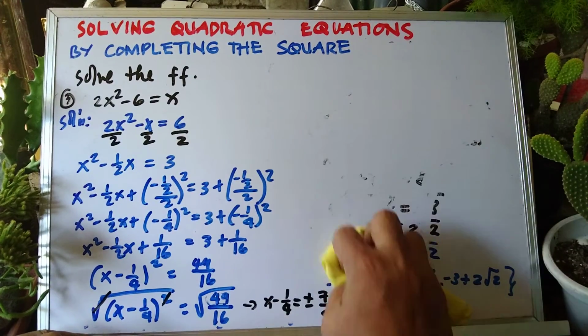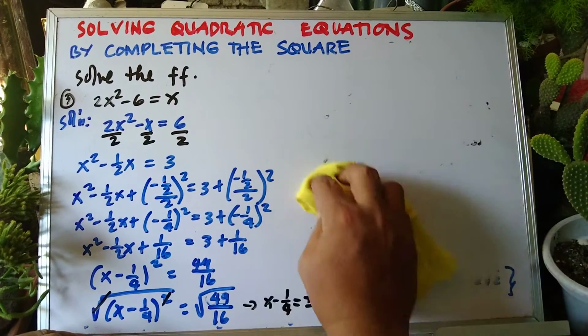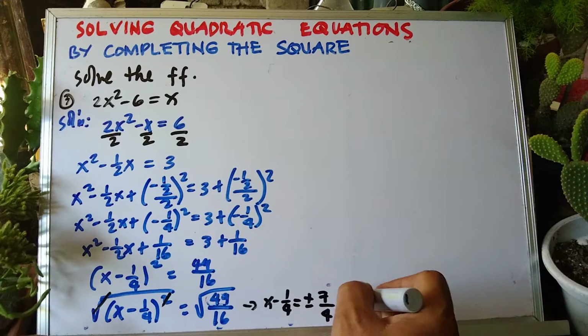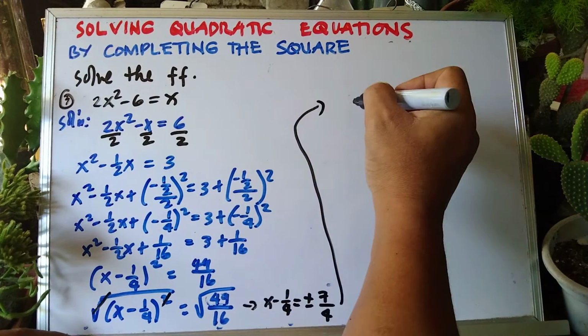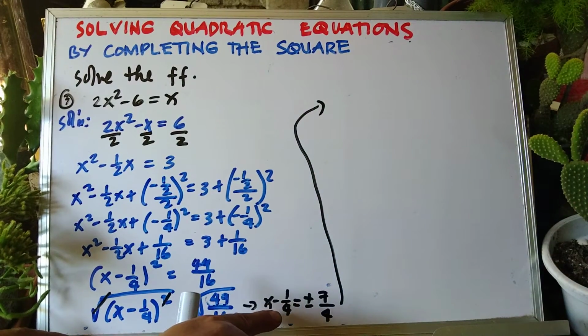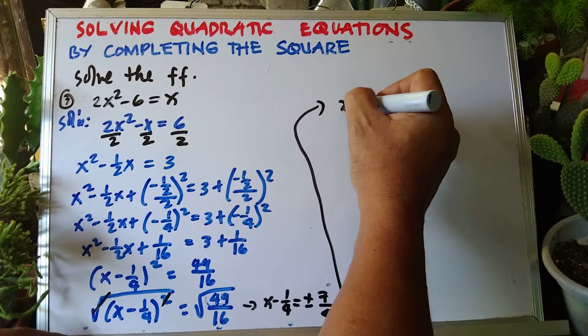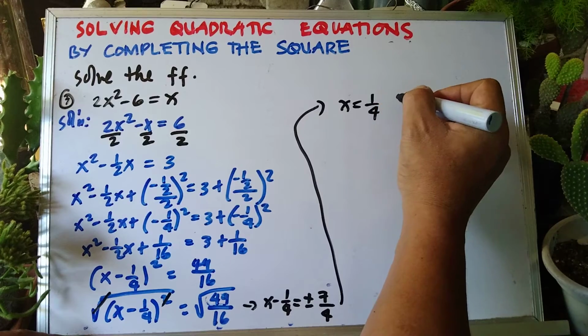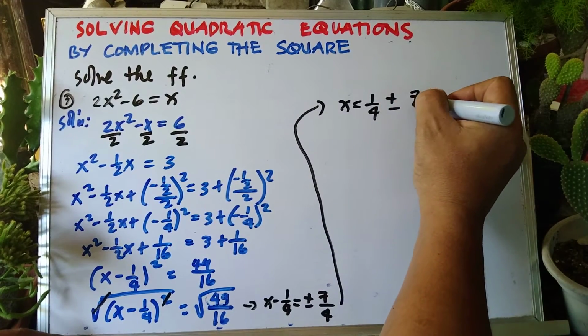It's always x, right? We will never forget our x, especially when we are in math. So, we still solve it. Here we will transpose negative 1/4 to the right side. So x is equal to, the negative becomes positive 1/4 plus or minus 7 over 4.